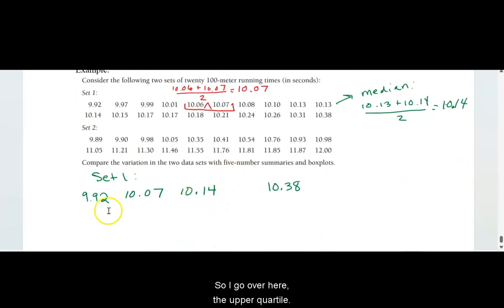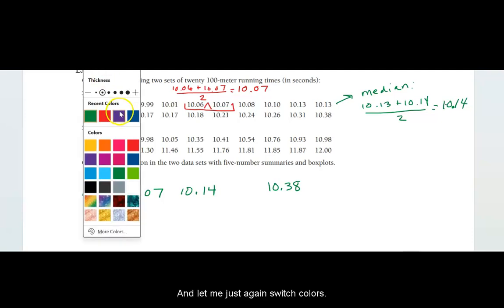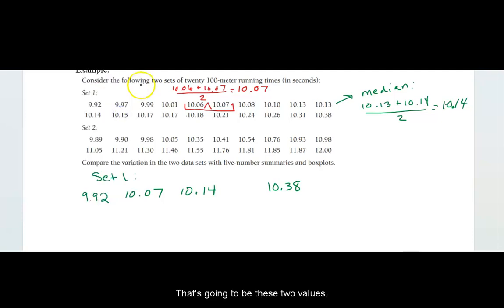So I go over here. The upper quartile. Now I'm going to find the median of the second half of the data values. That's here. So that's going to be, and let me just again switch colors, that's going to be these two values. So I'm going to take 10.18 plus 10.21. Oh, I don't have a lot of room. Just made it. Divided by 2. Add those two values, divide by 2.